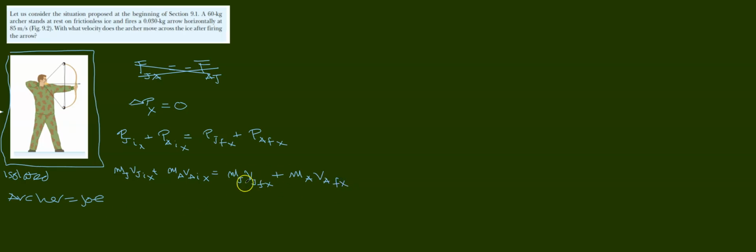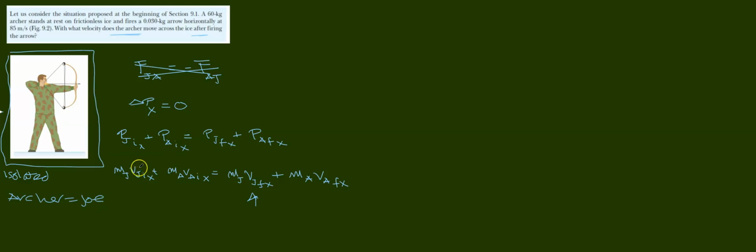I laugh because it's a lot of subscripts. And there you go. They are asking us the velocity of the archer after. So what they want is the velocity of Joe here. This is the number we're looking for, so we have to solve for it, and then the equation is going to look like this.